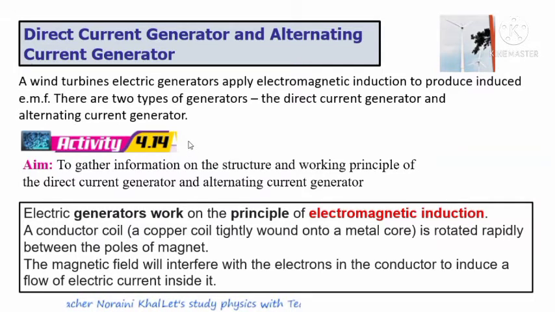Let's look at activity 4.14. The aim is to gather information on the structure and working principle of DC generator and alternating current generator. For generator, the working principle is electromagnetic induction. A conductor coil, a copper coil tightly wound onto a metal core, is rotated rapidly between poles of a magnet. The magnetic field will interfere with the electrons in the conductor to induce a flow of electric current inside it, thus inducing current flowing.